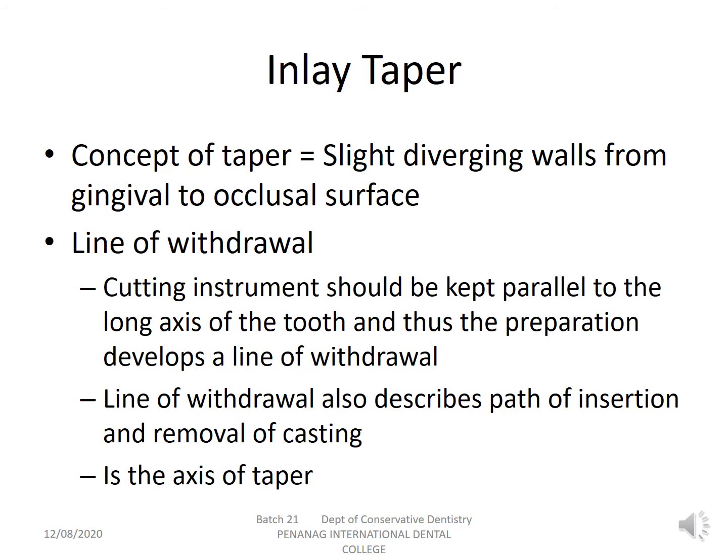An inlay preparation should have a taper. This taper should be slightly diverging from the gingival to the occlusal. The line of withdrawal is prepared by a cutting instrument which should be kept parallel to the long axis of the tooth, and thus the preparation develops a line of withdrawal. This line of withdrawal also describes the path of insertion and removal of the casting. It is actually the axis of the taper. Usually the taper for an inlay and onlay is 2 to 4 degrees.